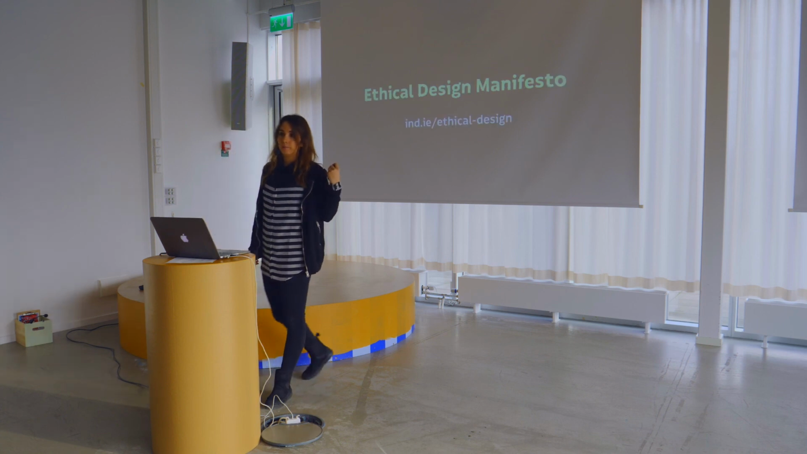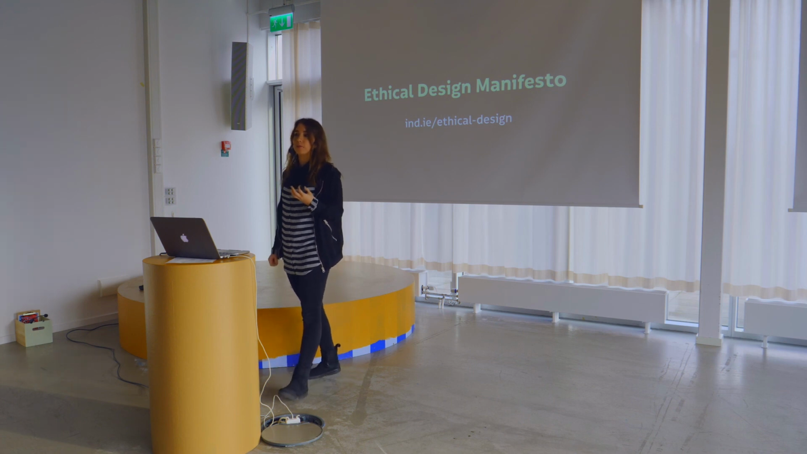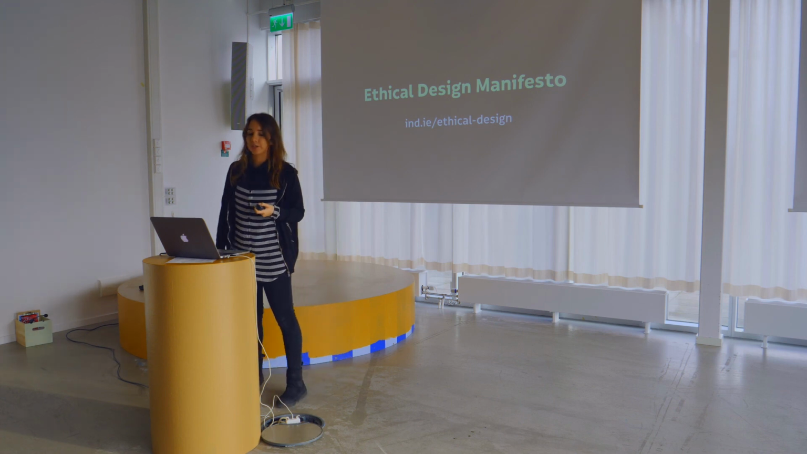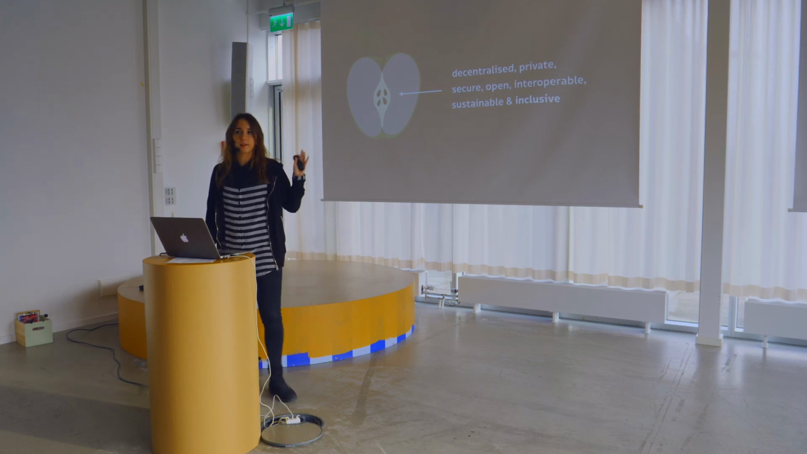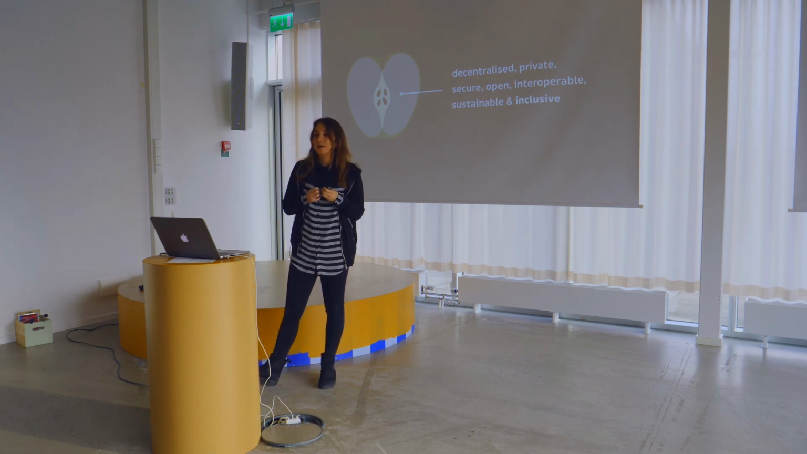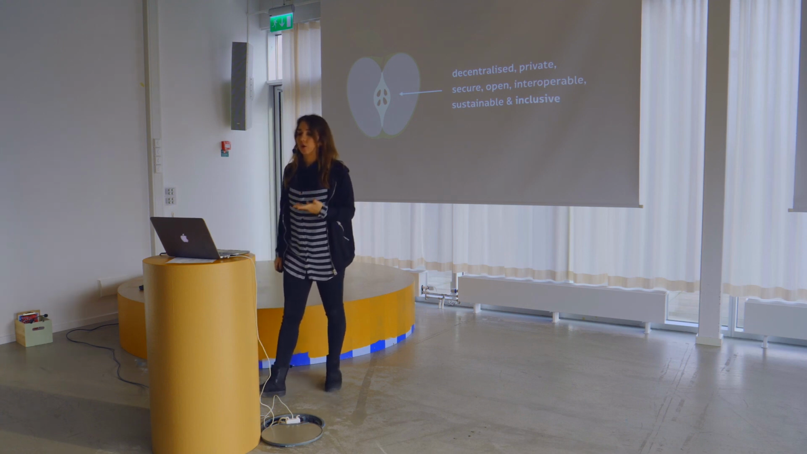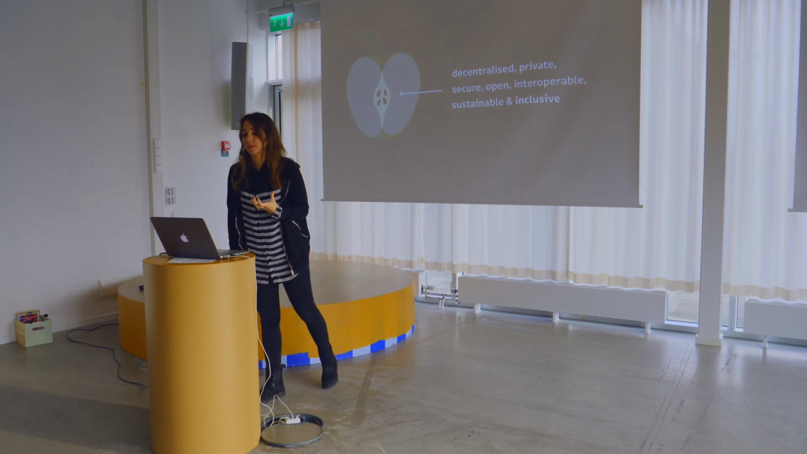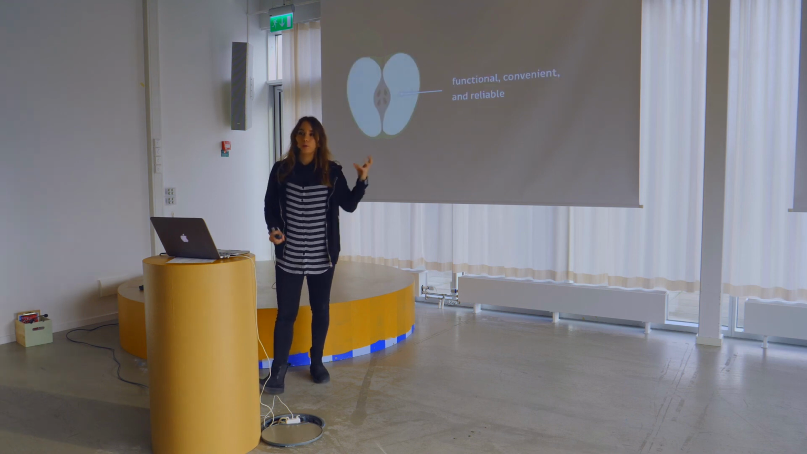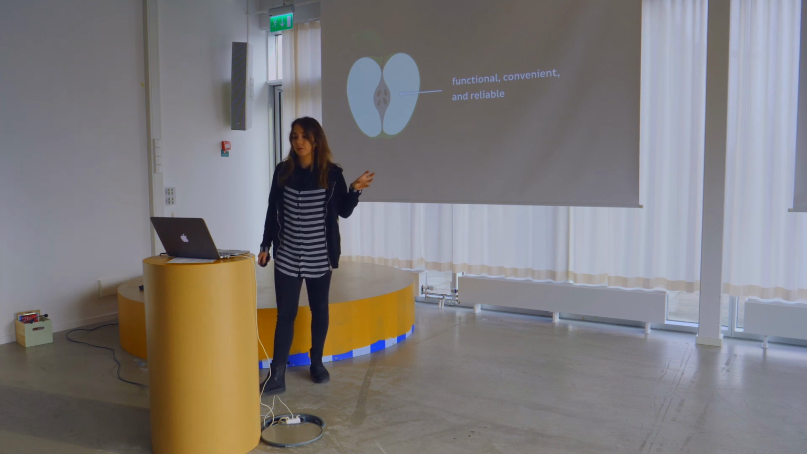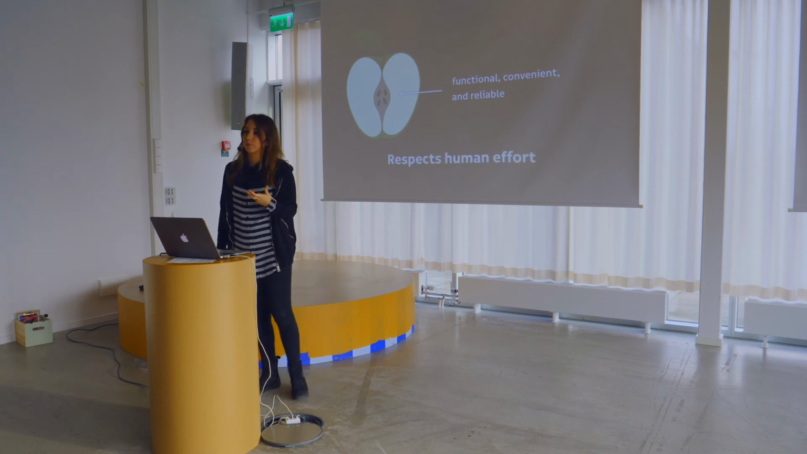And this is why me and my partner designed this ethical design manifesto to help us have these kinds of guidelines for ethical technologies. And I'm only going to rush over this very, very quickly, so if anyone wants to talk to me about it later, we can do that. But the core of a product is being decentralized, private, secure, open, interoperable, sustainable, and inclusive, that respects human rights. We're already very good at making the fleshy part of our products, the part that is functional and convenient and reliable, and that's what respects human effort.